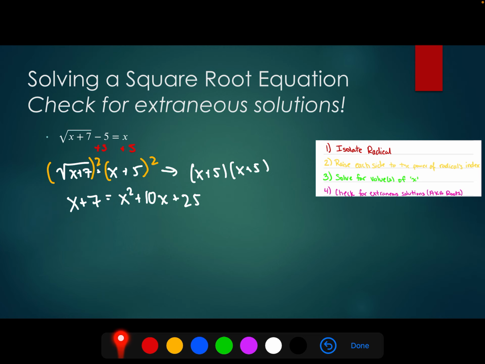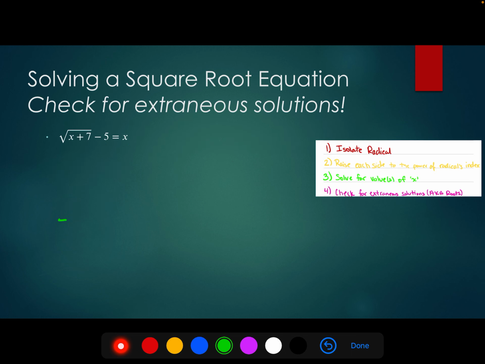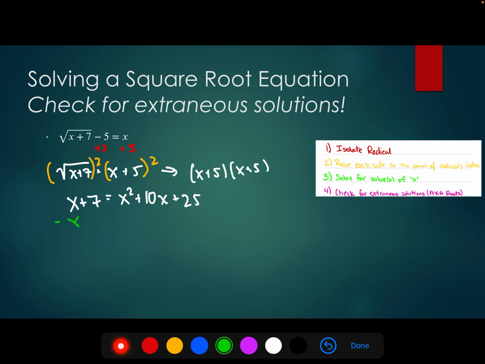All right, so we're going to solve this equation for our values of x. So remember, for a quadratic equation, we need to set one side of our equation equal to 0. So we'll set this left side equal to 0. We'll subtract x and 7 from both sides. And now we have that 0 is equal to x squared plus 9x plus 18.